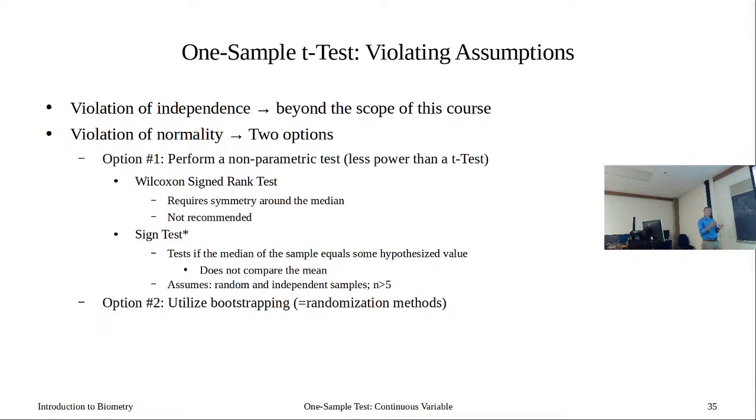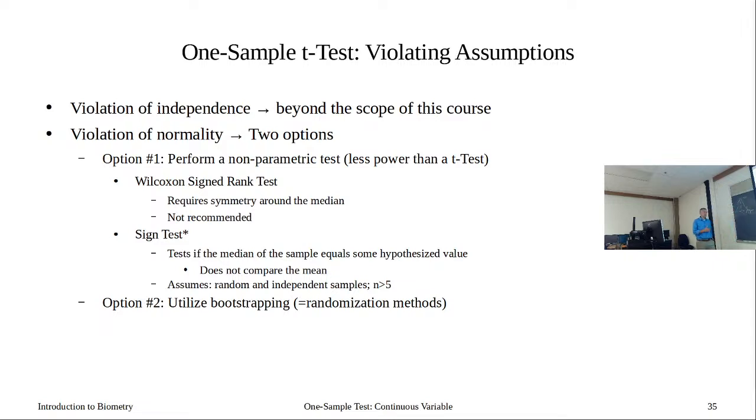Now, of the two tests, the Wilcoxon signed rank test is probably the worse one. It requires symmetry around the median. Basically, you pick your median value and you have mirror images on both sides, the lower values and the upper values. I say this isn't recommended because normally if we violate our normality assumption, it's a violation in skew. We have skewed data, which by definition means we're not symmetric around that median. So anytime we're skewed, which is most of the time, this is going to be a very bad test.